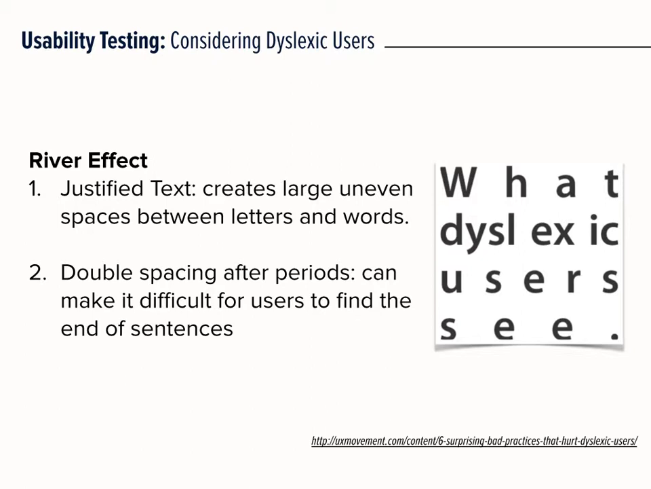Some areas to watch out for rivers. Justified text. When justified text is used, it creates space between the letters and words. These spaces can line up on one another and create distracting areas of white space. This can cause a dyslexic reader to repeatedly lose their place when reading. You can avoid rivers by using left-aligned text instead of justified.